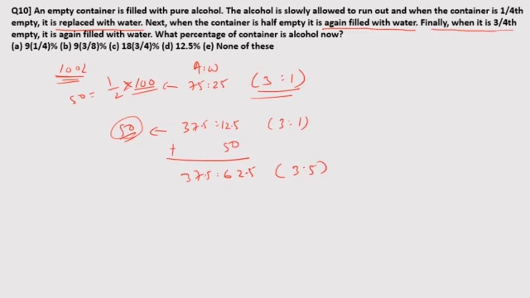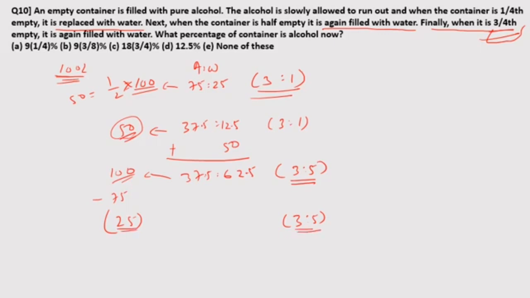Finally, when it is 3/4 empty at this stage, again the capacity is 100, 37.5 plus 62.5, 100 liters. Now 3/4 of 100 empty. 3/4 empty means 1/4 will be remaining. 1/4 of 100 is how much? 25. When 25 remains, after removing 75, that 25 will also be in the ratio 3:5, because when you remove something from the mixture, the ratio does not change. So 25 I have to break in the ratio 3:5.